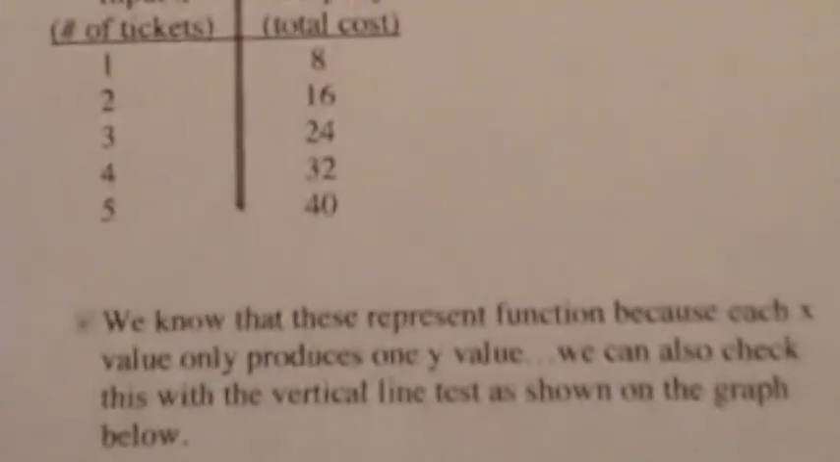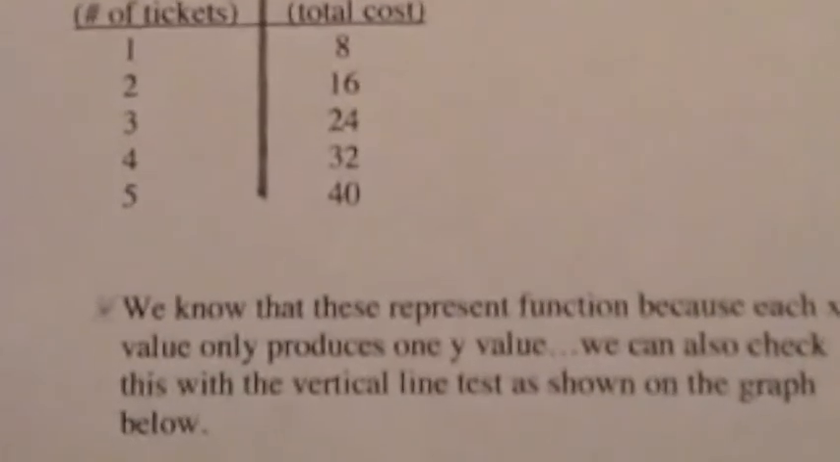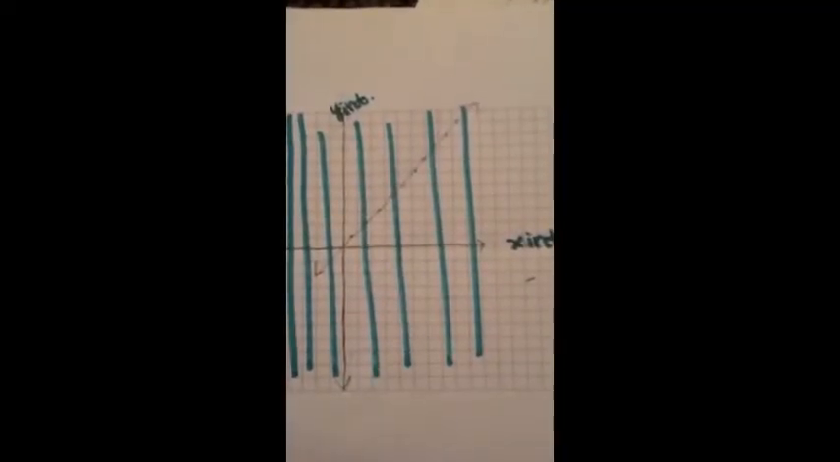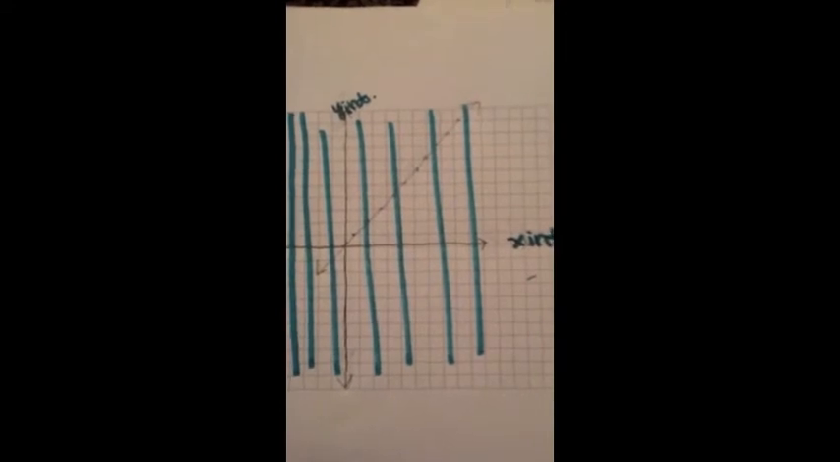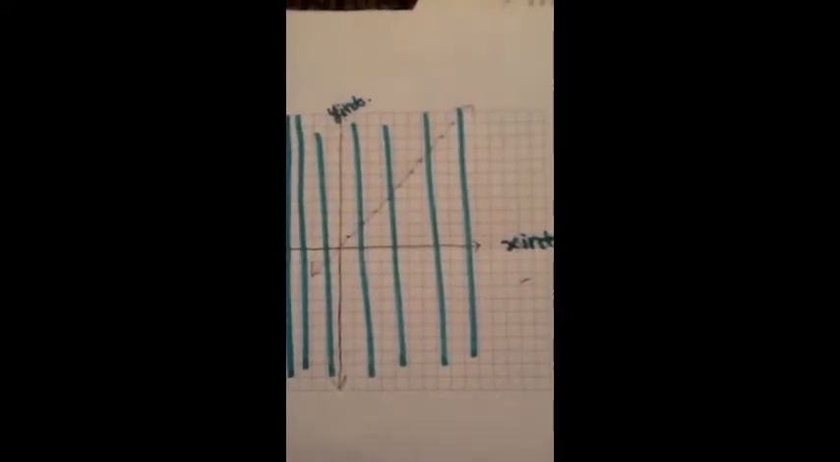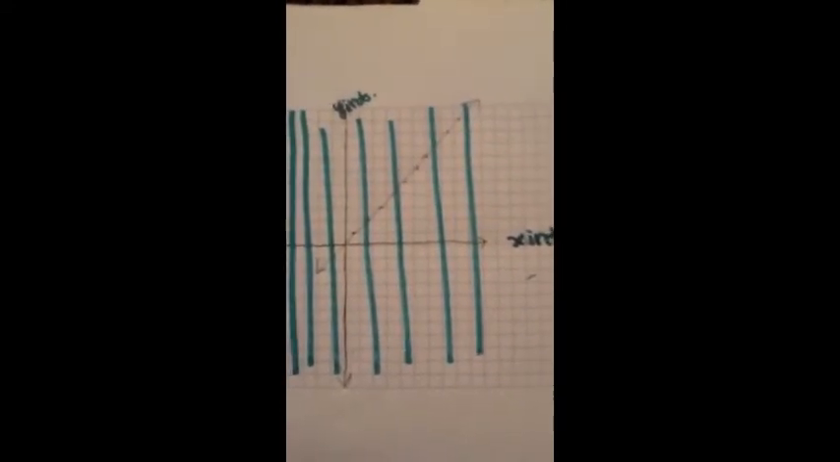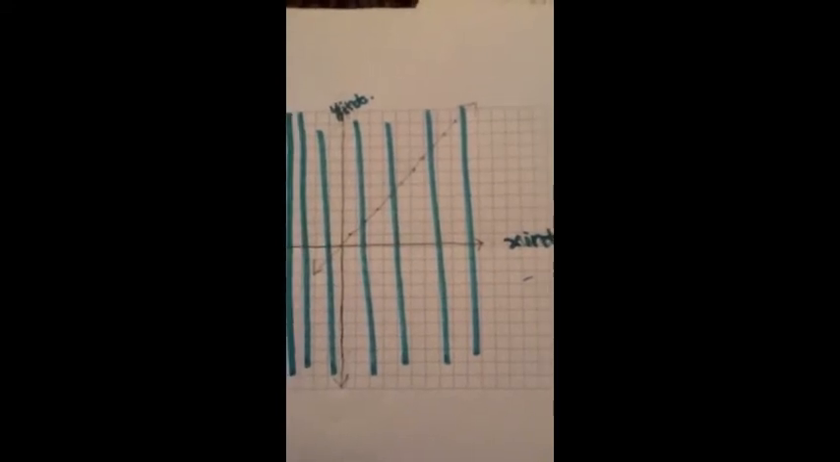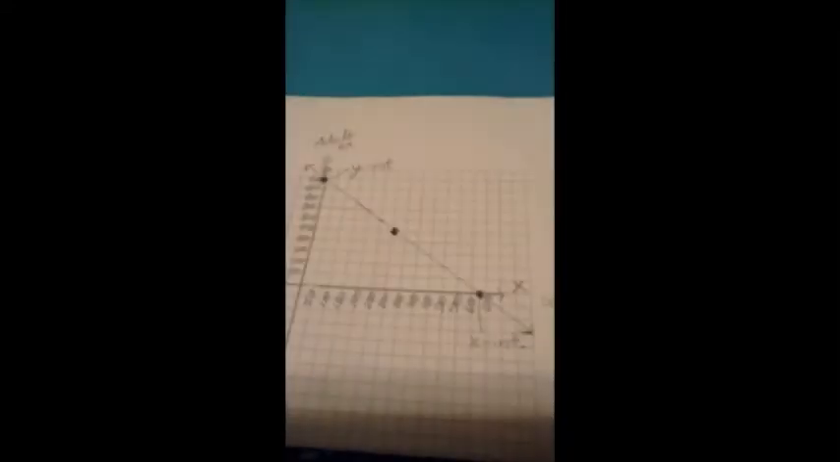We know that these represent functions because each x only produces one y value. We can also check this with the vertical line test as shown on the graph. Again, this graph is an example of a function because each x only represents one y. We can test this using the vertical line test. As you can see here, each line only hits the line once.